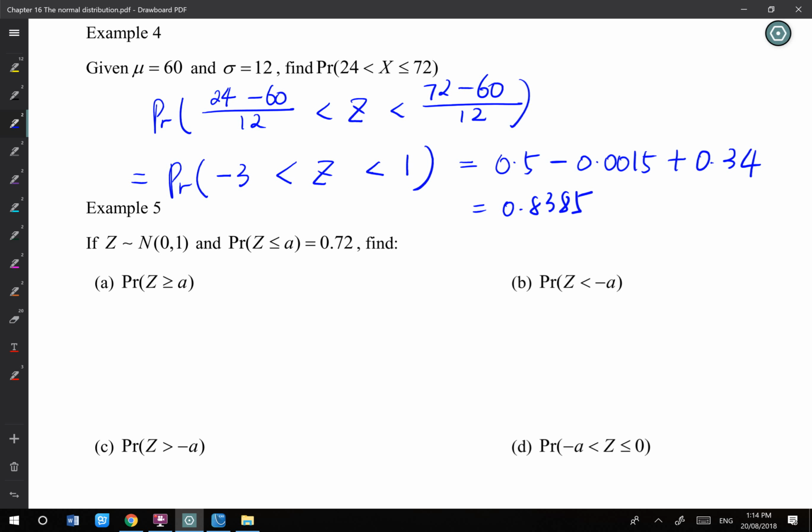Okay, so all of this is practicing how to convert the question into a Z and then use the Z, like 1, 2, 3 standard deviations, to work on probability.